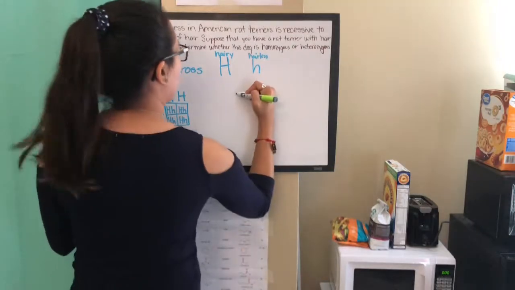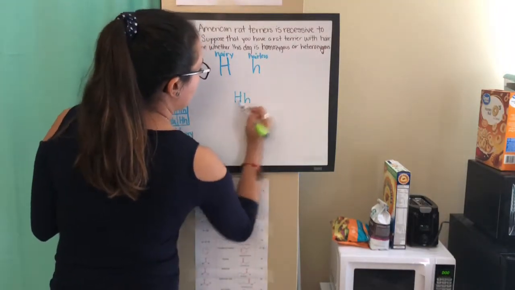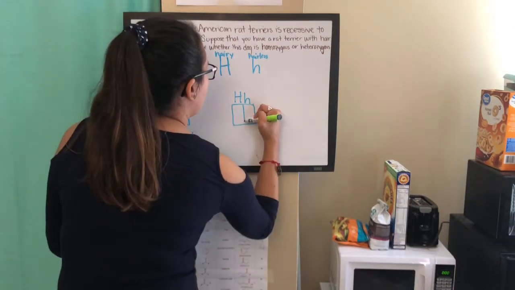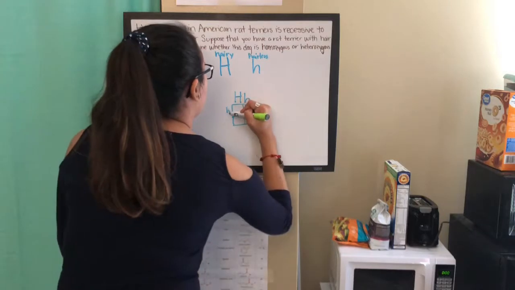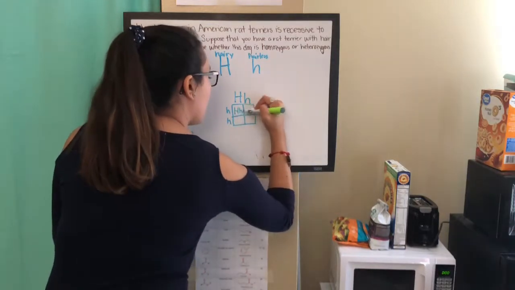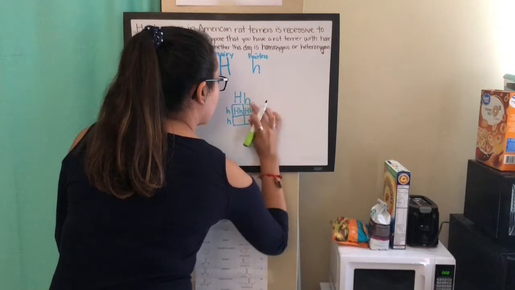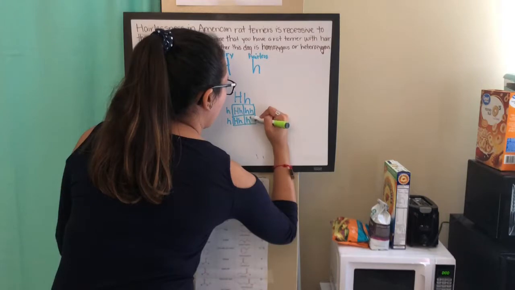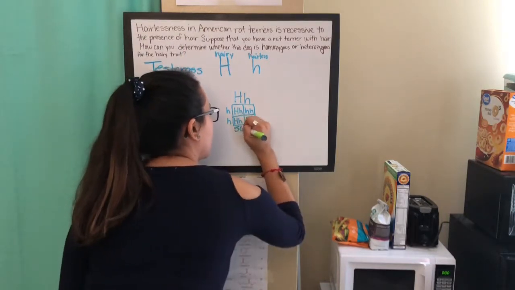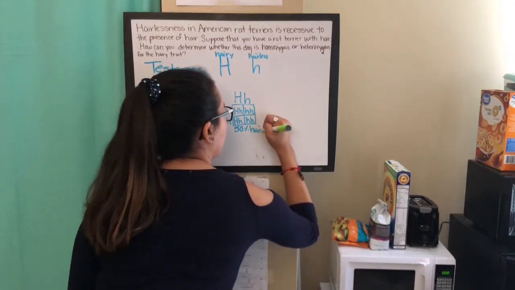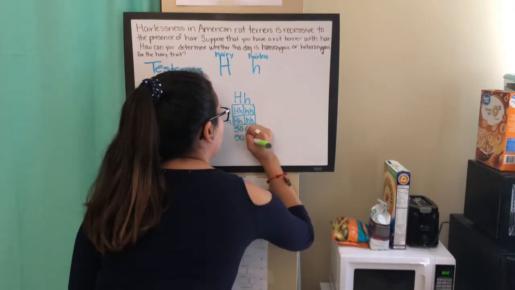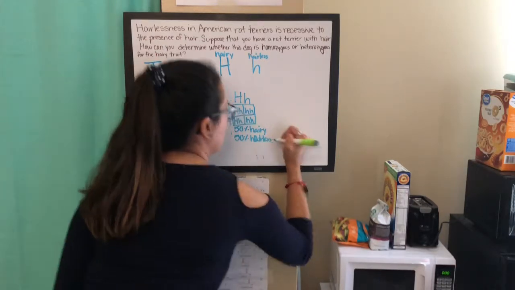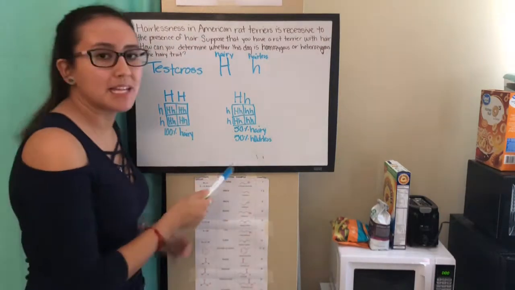But if we have a heterozygous, and then we cross that with the homozygous recessive, we'll see that we have 50% hairy and 50% hairless. And this is the main thing that we want to look at.